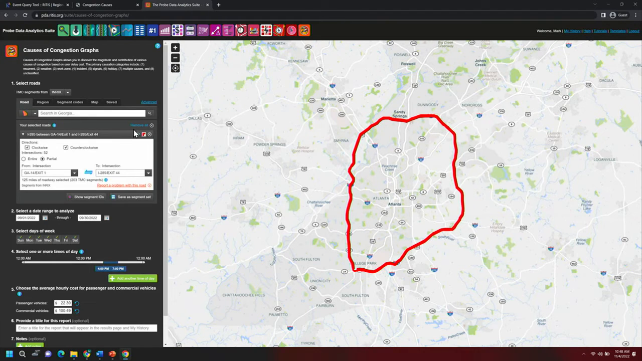So this is the query page. For those familiar with our probe data analytics suite, the query pages are mostly designed the same way, where you come in, you select the data source and the roads that you're interested in analyzing. Then you can select the date range. You can filter by specific days of the week. So if I just want to do weekdays, and I've already selected here from 4 to 7 p.m., like a PM peak period study, and I picked the Beltway around Atlanta, Georgia in this example.